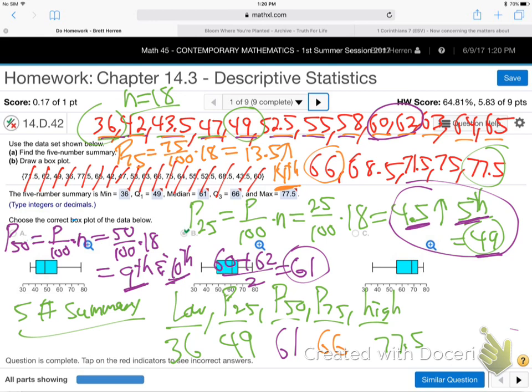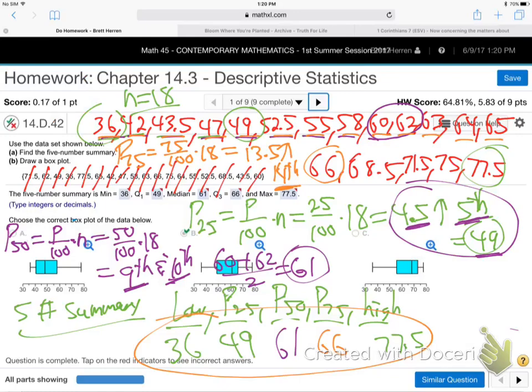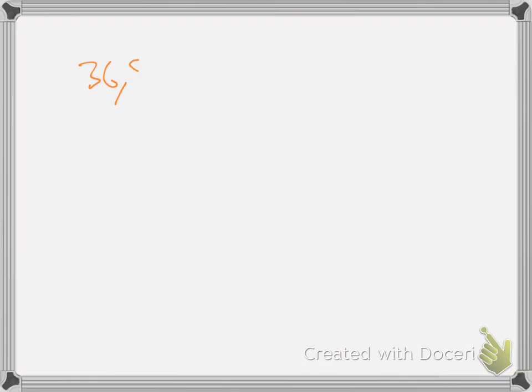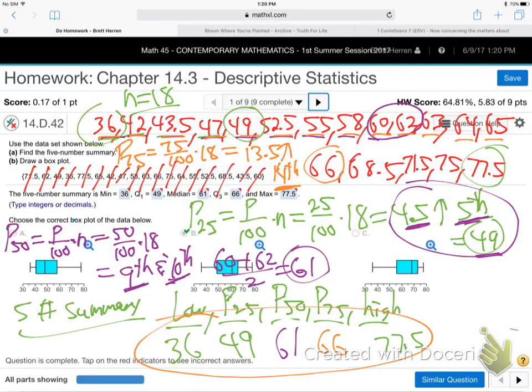Okay, now, what in the world is this? What is this 5-number summary thing? Well, basically, it breaks the data into 4 quarters. 5 numbers, 4 quarters. Let me go to a fresh screen here and write them out again. What was it? 36, I already forgot. 49, 61, 66, and 77.5.